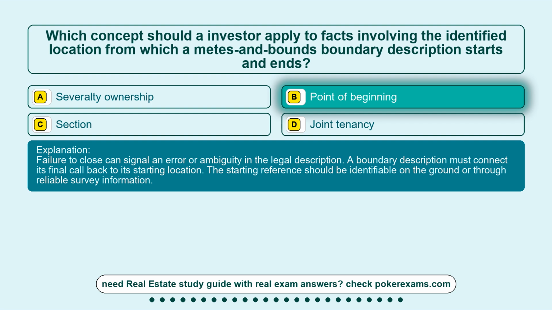Failure to close can signal an error or ambiguity in the legal description. A boundary description must connect its final call back to its starting location. The starting reference should be identifiable on the ground or through reliable survey information.